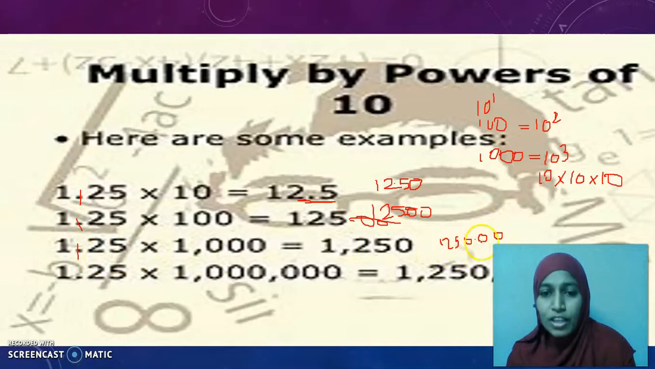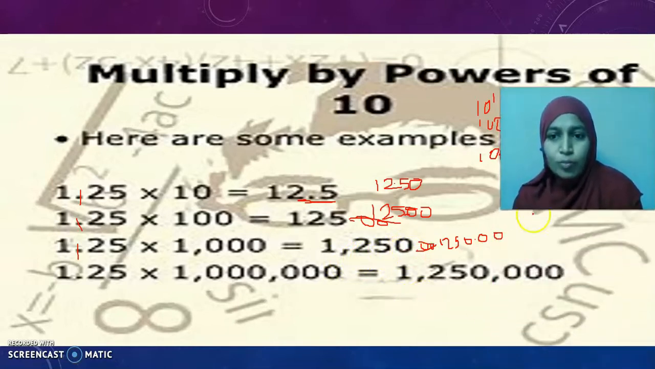So 1250.00. This has no meaning, so I have not written this. I have stopped with 1250 alone. Is it clear, my dear children? Same way we get here also 1250,000. We have so many zeros here, after multiplying and forgetting the decimal like this.